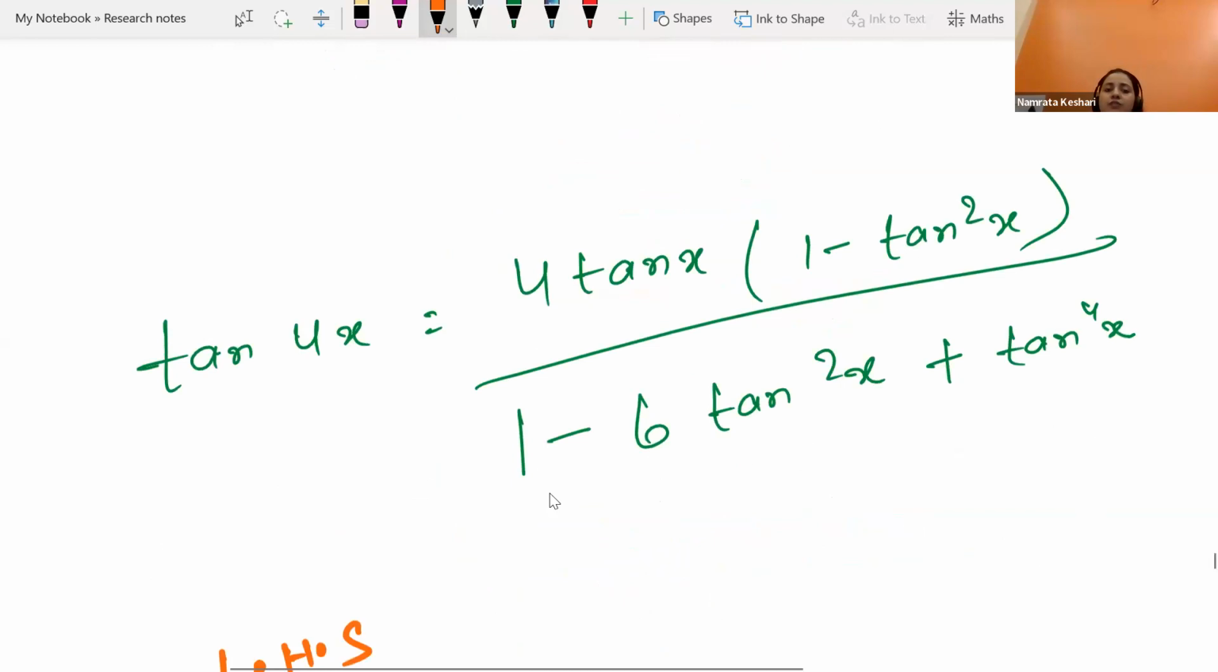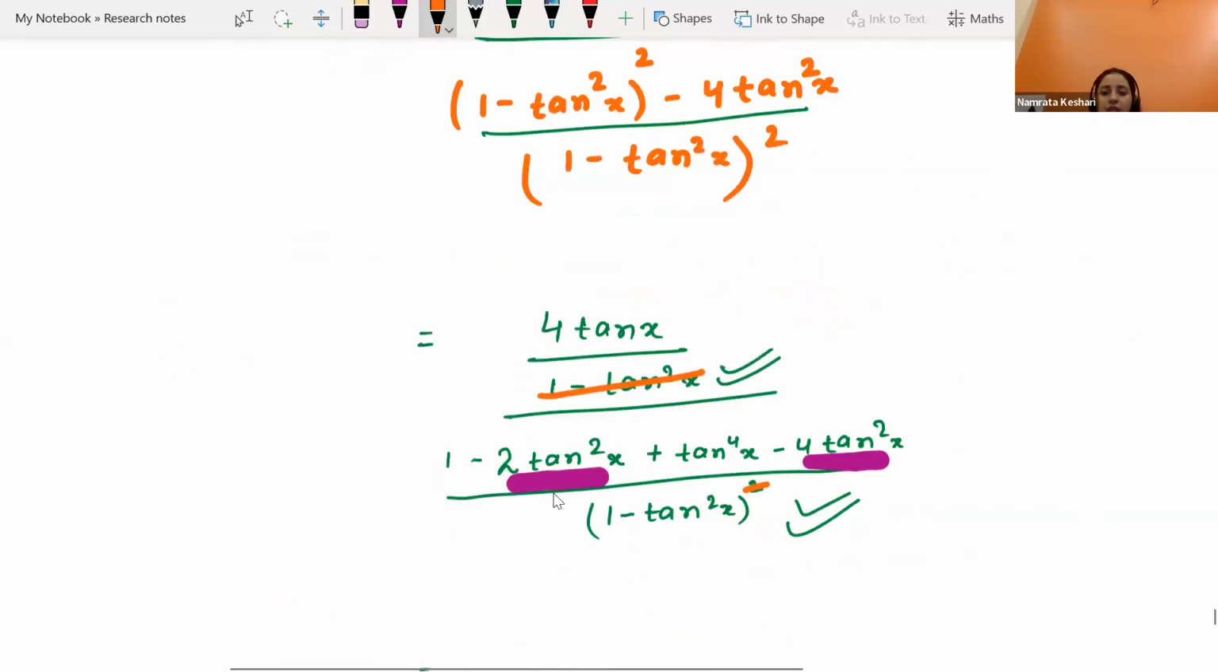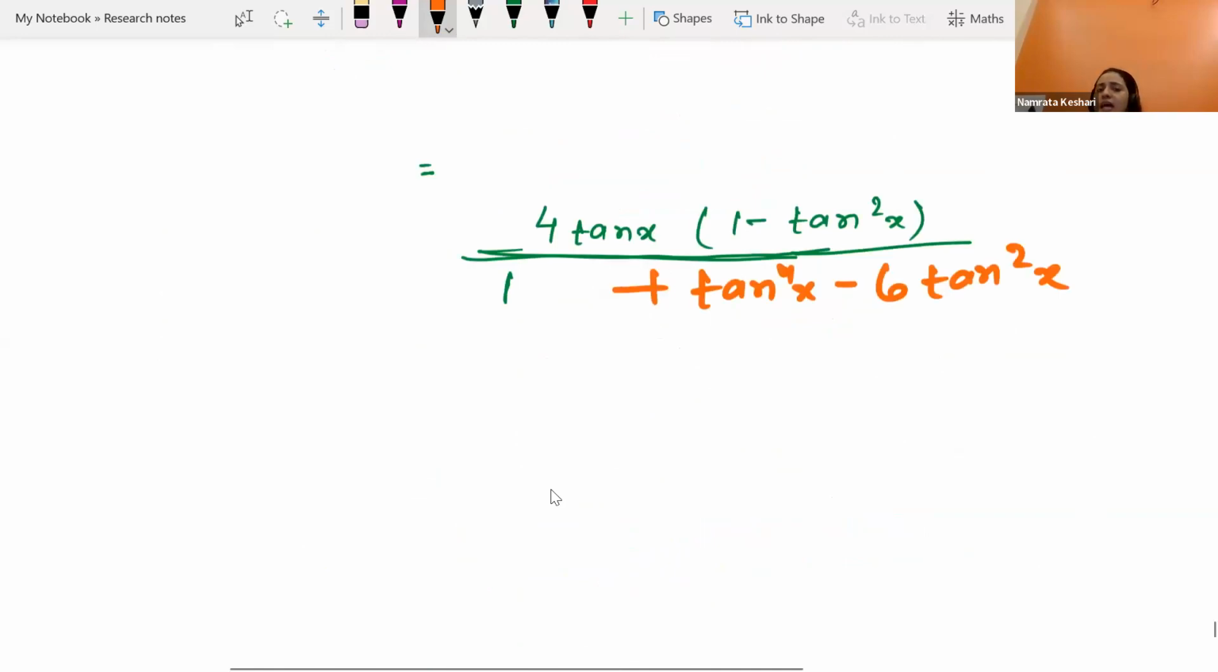Yeah, this is what we are having. In the denominator we have written 1 plus tan to the power 4 at first. But that doesn't matter. Right? Yes, ma'am. So we are done with the proof, right?